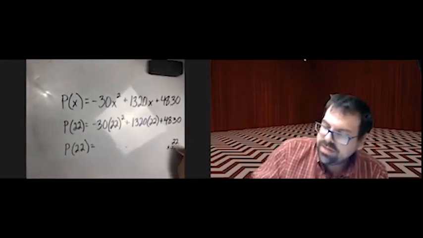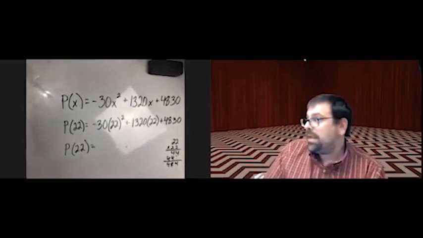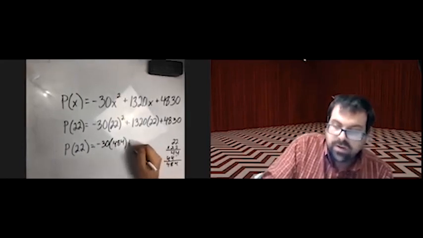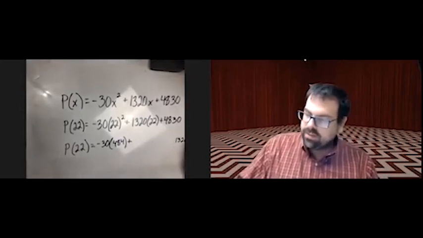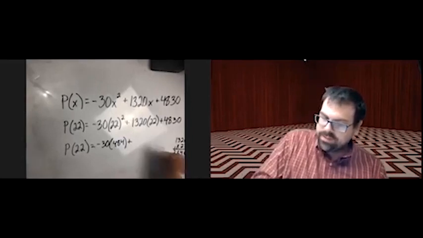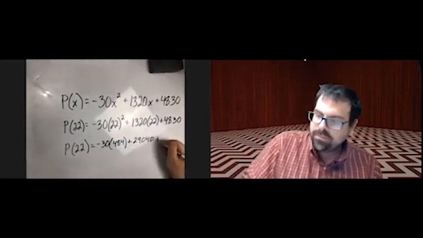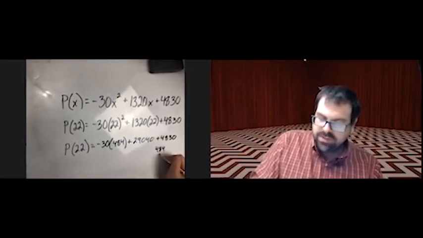That's 22 times 22. That's 484. Negative 30 times 484 plus 1,320 times 22. 1,320 times 22 is 29,040, plus 4,830. 484 times 30.